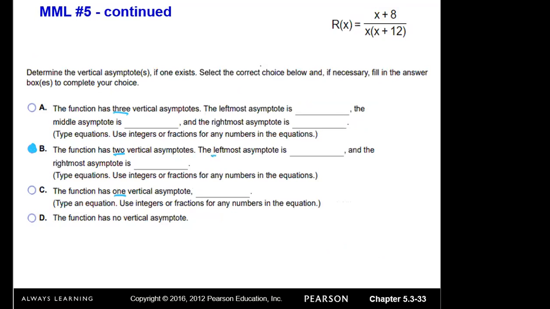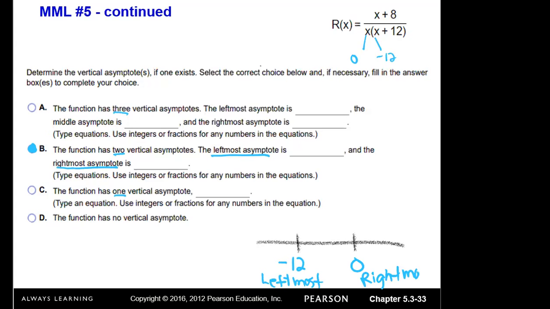Now, it says the leftmost and the rightmost. Our numbers were 0 and negative 12. If you look at an x-axis, one of those numbers is here and one of those numbers is there. From smallest to largest, you would hit negative 12 first and then 0 second. The negative 12 is the leftmost and the 0 is the rightmost. Hope you remember your left from your right.